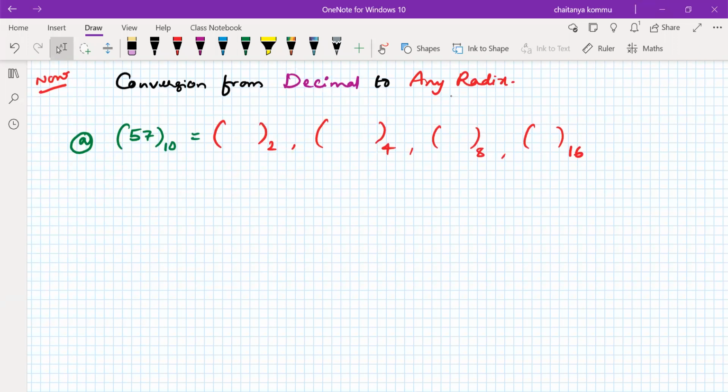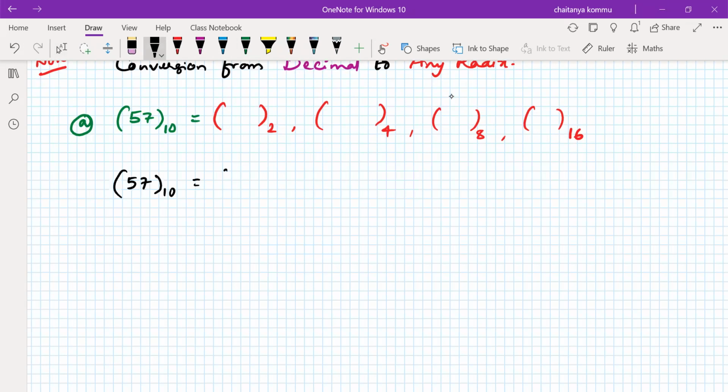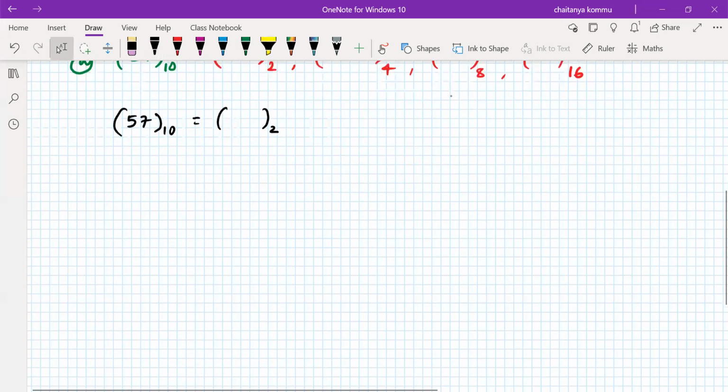Better I'll do one thing. Instead of saying only one number, for the time being I'll consider one number: 57 of base 10 to base 2. Follow the procedure. I have to use the division mechanism. Whatever number I want to convert, we have to take the number with the required radix. For example, I want to convert 57 into radix 2, then I have to divide this number by radix 2.